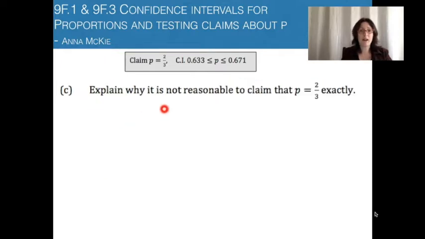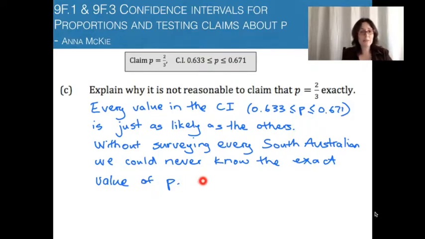Now we're asked to explain why it is not reasonable to claim that P, the true proportion, is 2 out of 3 exactly. That's because every value within this interval here is equally likely. Unless we surveyed every South Australian, we won't know what the true proportion is, and so every value in here is a possibility. So my answer as to why it's not reasonable is that every value in the confidence interval, again I like to include some numbers to back that up, is just as likely as the others. Without surveying every South Australian, we could never know the exact value of P.